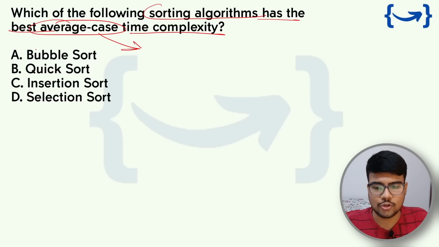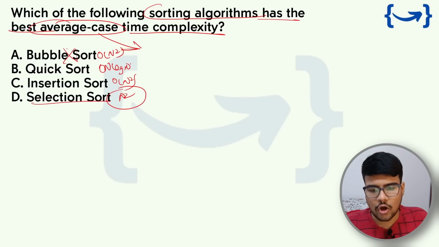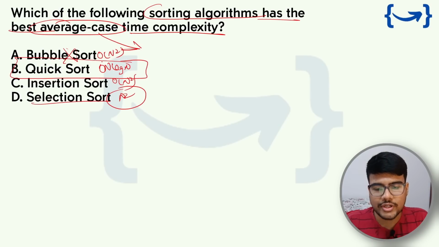So time complexity. Bubble sort is O of n squared, so it will not be it. Quick sort is O of n log n, I would say. Insertion sort, O of n squared. Then selection sort, again n squared. So the optimal among these is quick sort. But the average notation, let me know in the comment section, but the answer is quick sort.